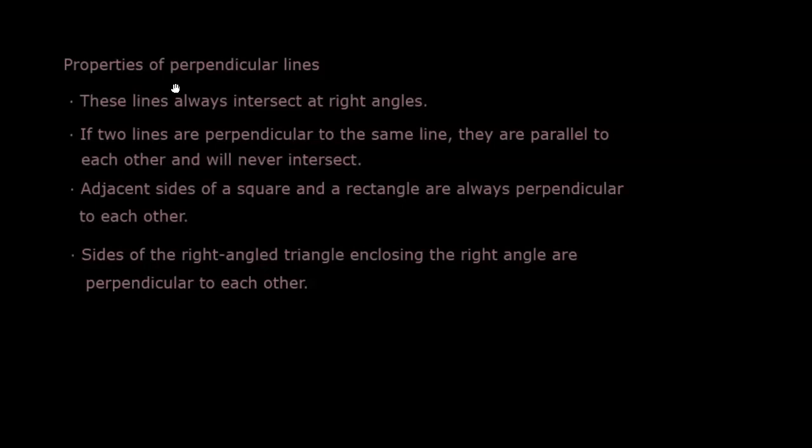And now there are some properties of perpendicular lines. These lines always intersect at right angles. Second, if two lines are perpendicular to the same line, they are parallel to each other and will never intersect.